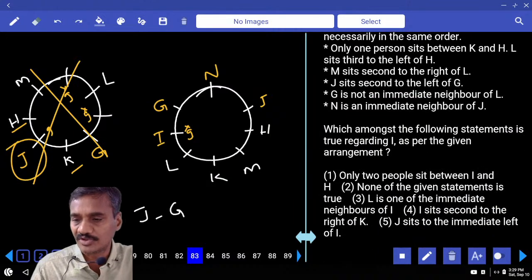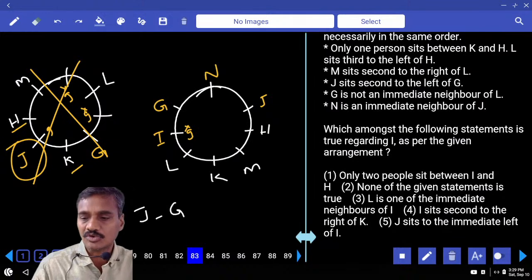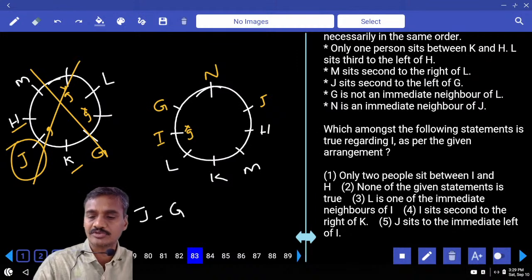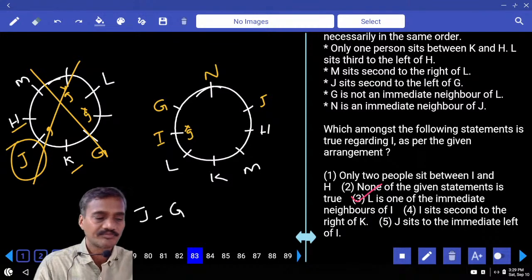Which among the following statements is true regarding I as per the given arrangement? Only two persons sit between I and H, that is false. L is one of the immediate neighbors of I, that is definitely true. Choice 3. 83, choice 3. Then 84.